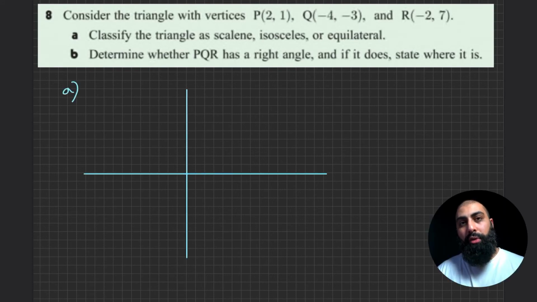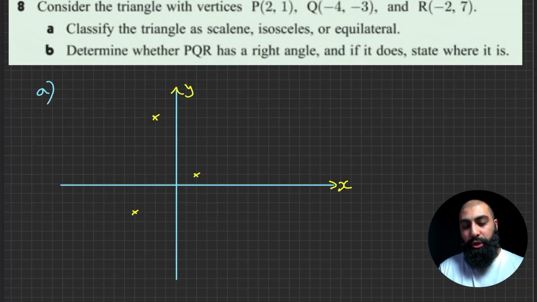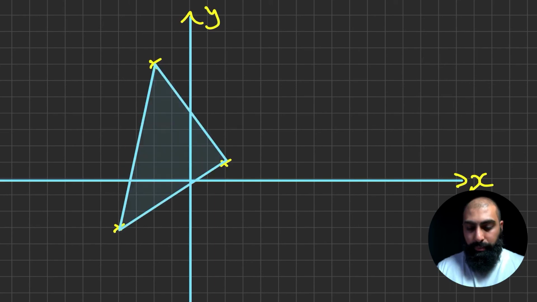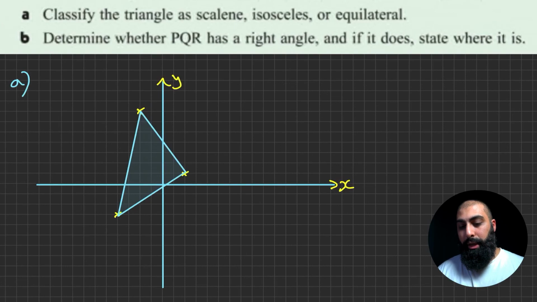So what we'll do is we'll draw a graph and plot the points so we can see the shape of the triangle. So here we go. I'm going to say each square is 1 unit. So we can just quickly draw this down. We've got (2, 1), so (2, 1) is there. We've got (-4, -3). And then (-2, 7), which is here. That's my y and that's my x, of course. And what I want to do is join these points up to see what type of triangle is formed here between these points. Okay, that's good enough. So is it equilateral, isosceles, or scalene?